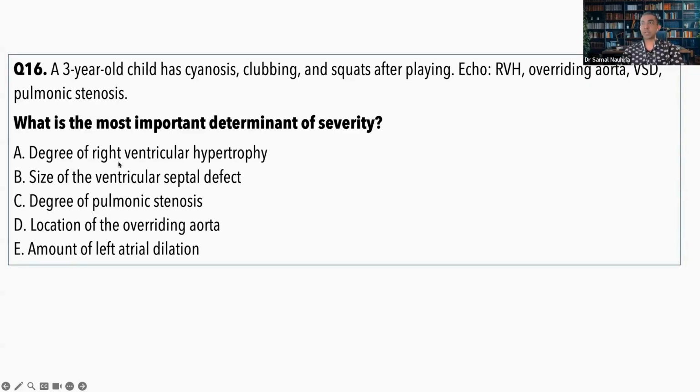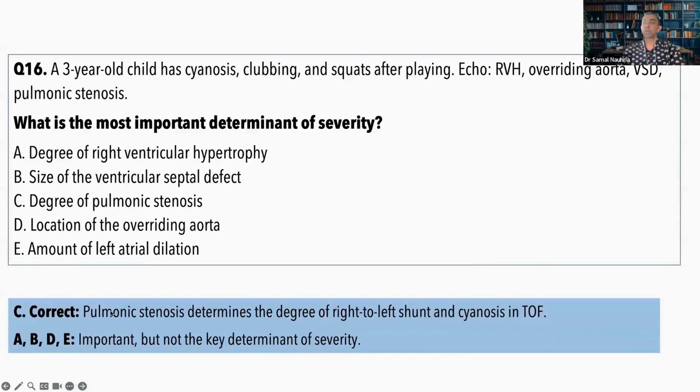Let's look at the options: degree of right ventricular hypertrophy, size of ventricular septal defect, degree of pulmonic stenosis, location of overriding aorta, and amount of left atrial dilation. All the top 4 choices do happen in TOF, but the question is asking what is the most important determinant of severity of TOF. Let's look at the answers. The correct answer is pulmonic stenosis. I'll explain it in the next few slides. Pulmonic stenosis is the most important determinant of severity of TOF.